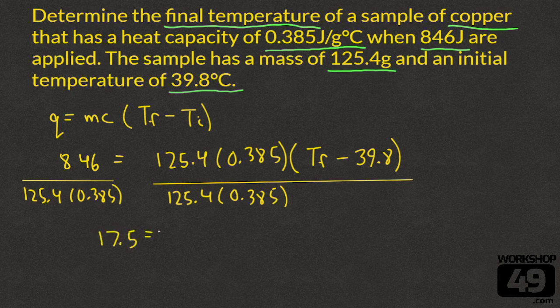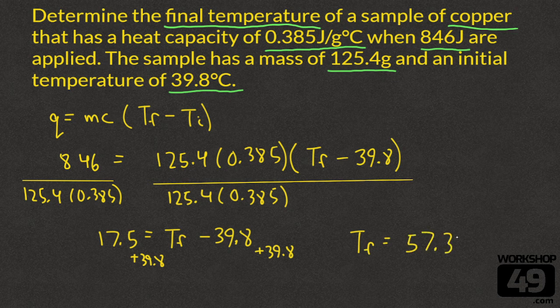17.5. Take this 846 and you divide it out. It leaves you with 17.5. On this side, that all cancels. It leaves us with temperature final minus 39.8 degrees. Oh, we're almost there. We add 39.8 to this side. We add 39.8 to this side. And hooray, our temperature final is equal to 57.3 degrees Celsius. And I box my answer because that makes me happy.